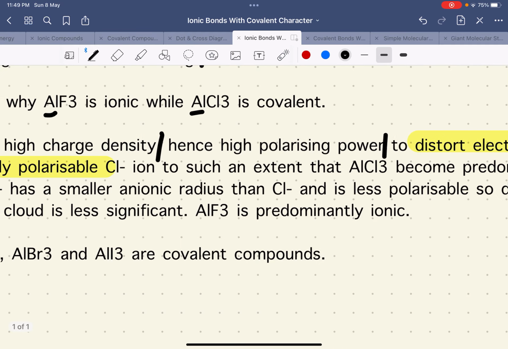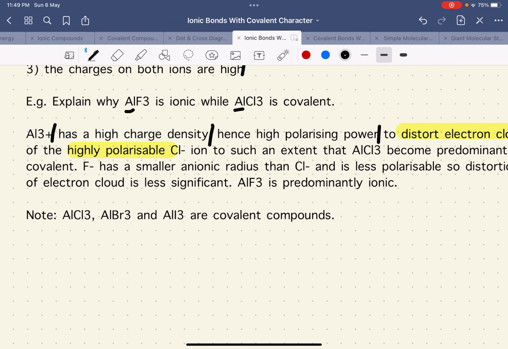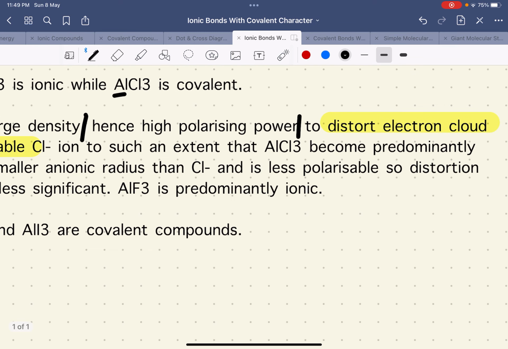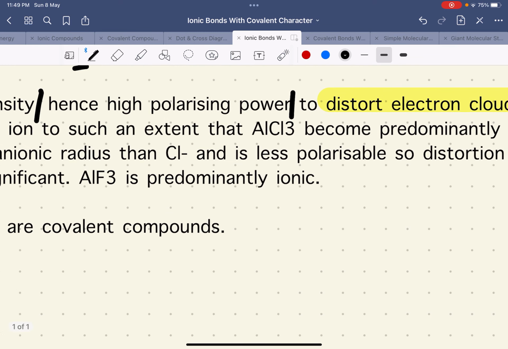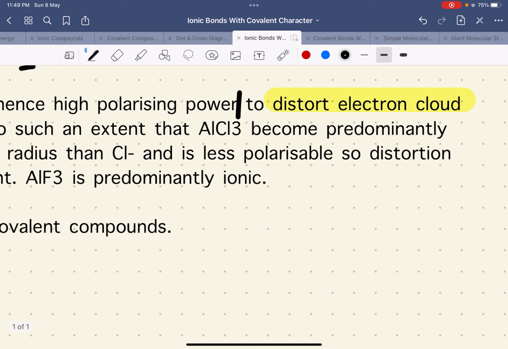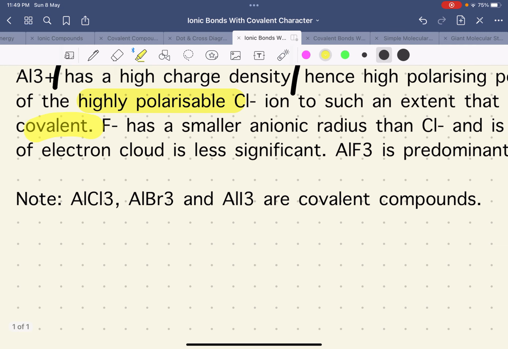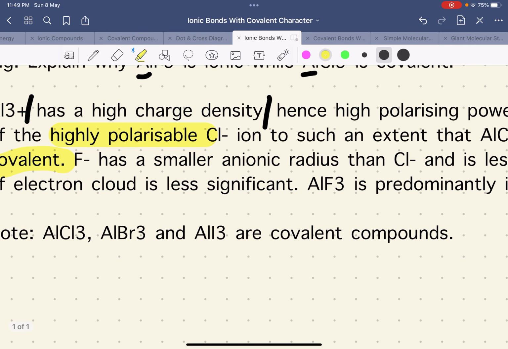Because Al3+ has such high polarizing power to distort the electron cloud of the highly polarizable Cl minus, everything is highly polarizable, and everything can polarize very powerfully. So it becomes predominantly covalent. This is a very important statement that you need to know. Keyword: like Mr. Zhou said, always talk about the keywords. Predominantly covalent.